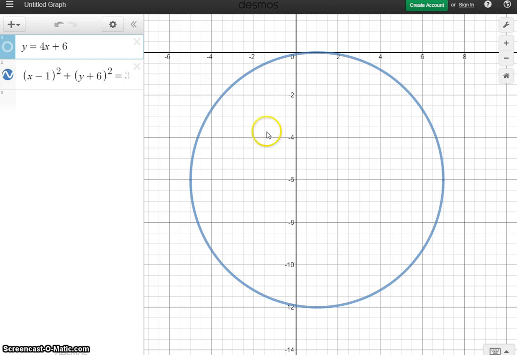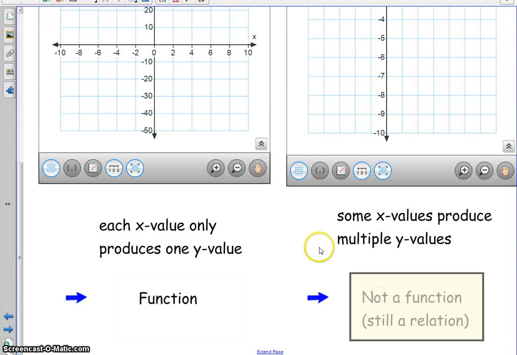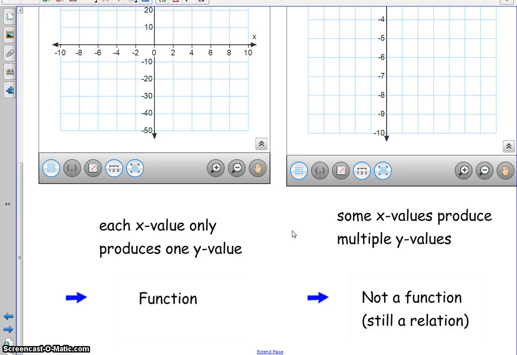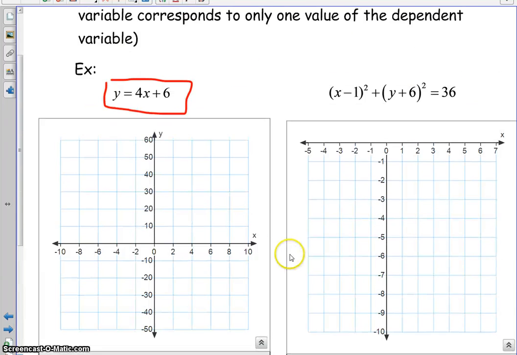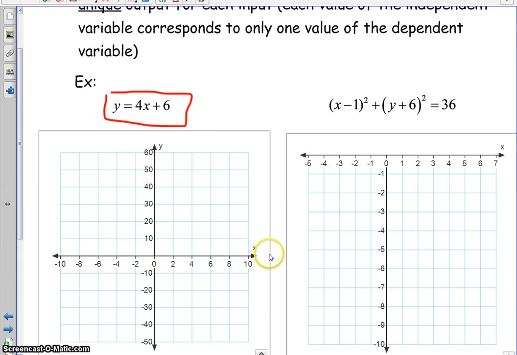Basically anywhere on this circle this is going to happen, where there are x values that will produce more than one y value. So in this particular case, while it is still a relation describing how x and y are related to each other, we will say that it is not actually a function. So that's the main difference between something that we would call a relation and something we would call a function. The key that you're looking for is, if it's going to be a function, each x value can only produce one specific y value.